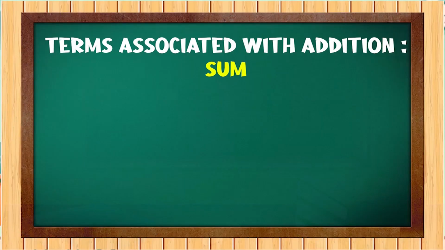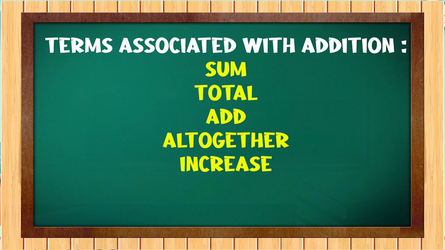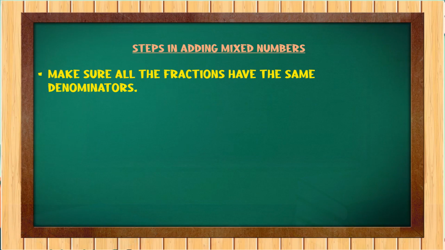What are some of the terms associated with addition? Sum, total, add, altogether, increase, combined, in all. Let's recap the steps in adding mixed numbers. Firstly, we make sure all the fractions have the same denominators. If not, we have to find the LCM, then find equivalent fractions to the original fractions.